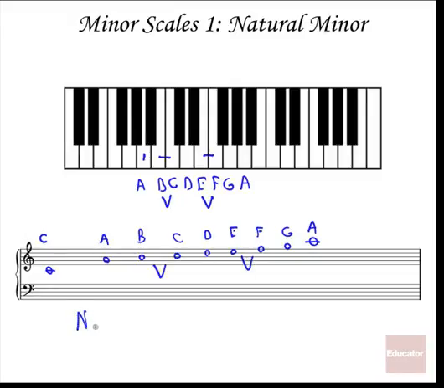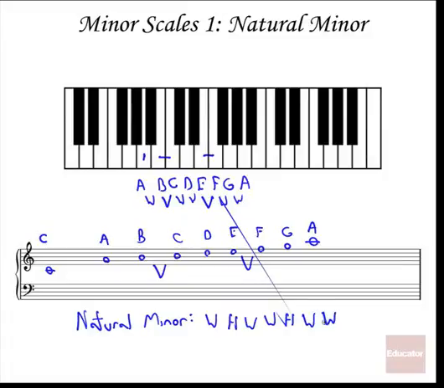And so it turns out that the natural minor pattern of whole and half steps is whole, half, whole, whole, half, whole, and whole. And again, we can use this pattern to build a natural minor scale starting on any note, as long as we stick to this arrangement of whole and half steps.